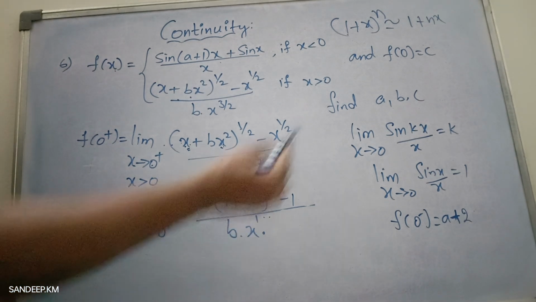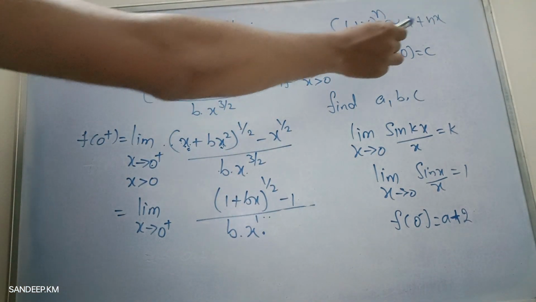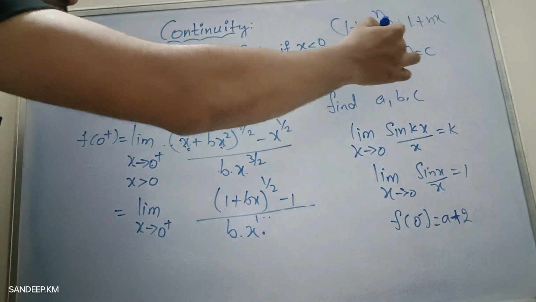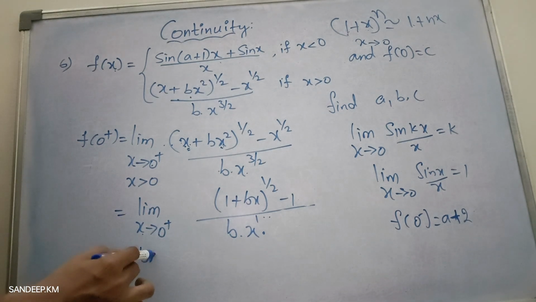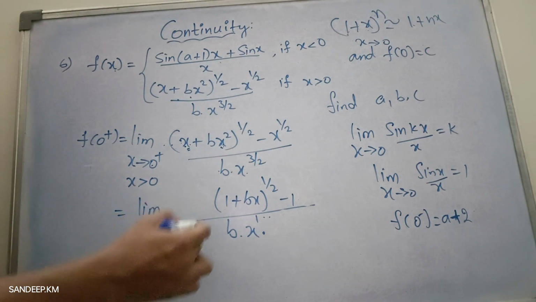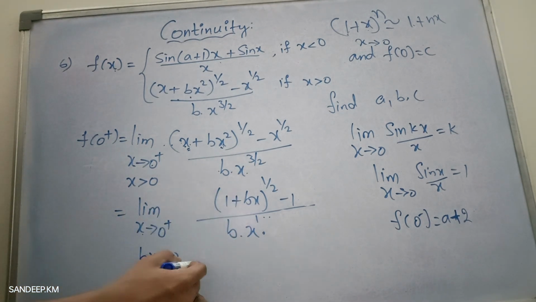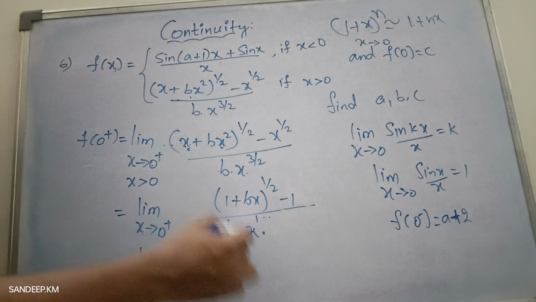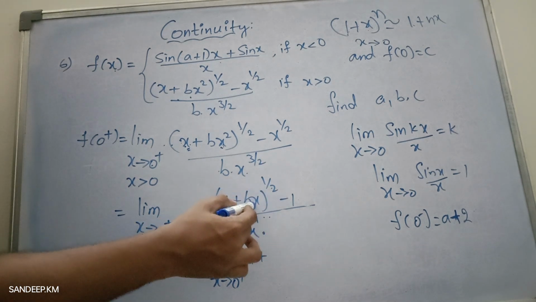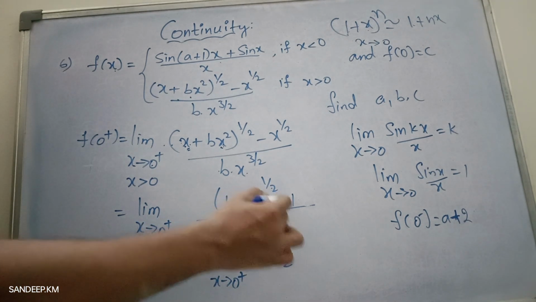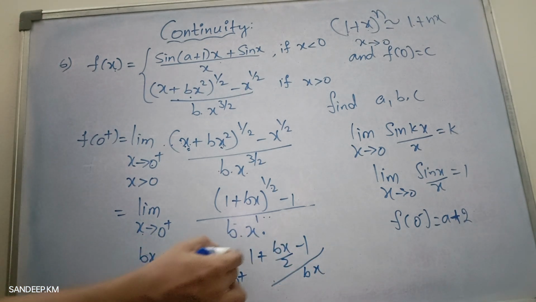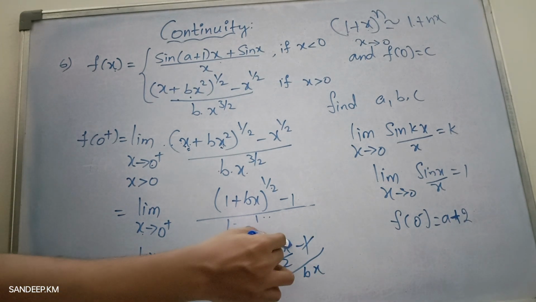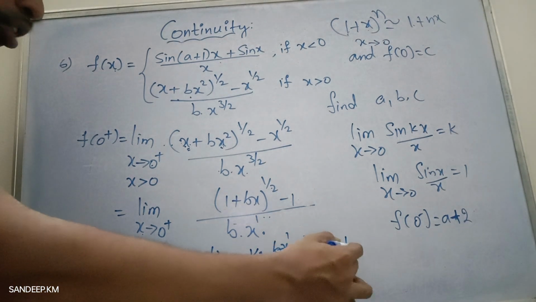Fine. Now let me use this form: 1 plus x whole power n is approximately 1 plus nx when x is approaching 0. If x is approaching 0, our bx is also approaching 0 only. So in the next step, I'll write it as limit x approaches 0 plus of (1 plus n into x, that means bx by 2) minus 1, whole divided by bx. So plus 1 and minus 1 get cancelled, bx and bx get cancelled. You will get 1 by 2.